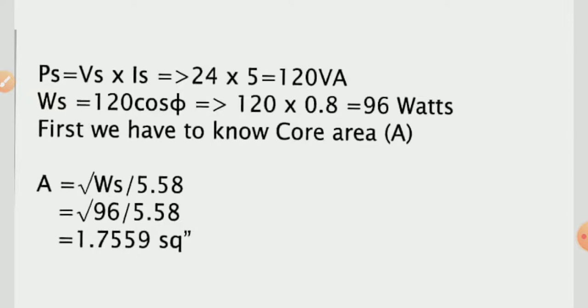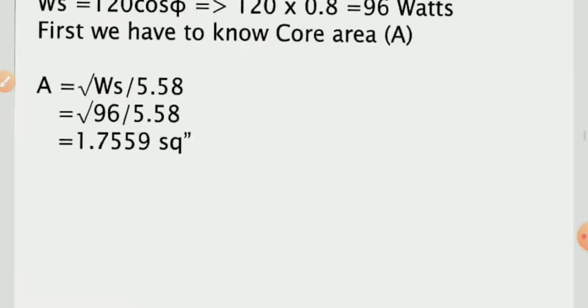First we have to calculate the core area A. A is the core area, which is the square root of Ws upon 5.58, where Ws is the secondary watt. When we put this value in the equation, we get the core area as 1.7559 square.